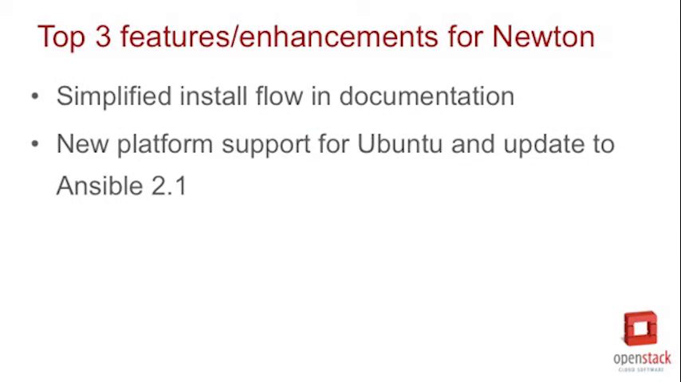Can you give us some insight into what the top three priorities for OpenStack Ansible are during the Newton cycle? While we did a heck of a lot of work in the last cycle to improve the documentation, it's turned out that the install guide is now a bit too much like a configuration reference guide. So one of the big moves we're trying to make in this cycle is to keep the details, but also provide a much simpler install flow for a new starter. So that's one of the big things. The other two priorities are the new platform support for Ubuntu and the update of Ansible to version 2.1.